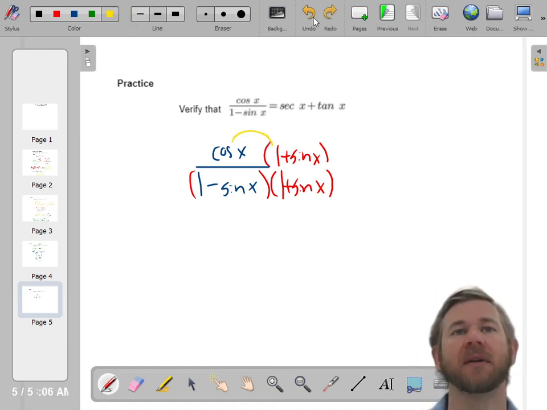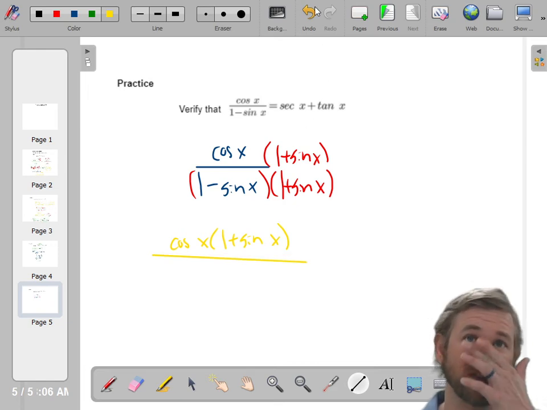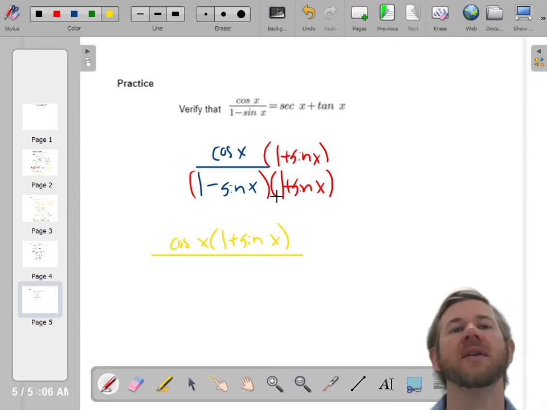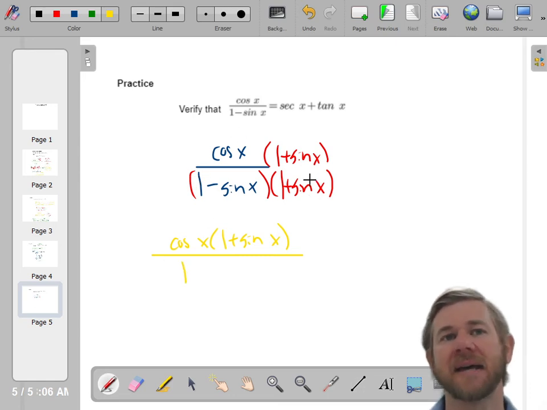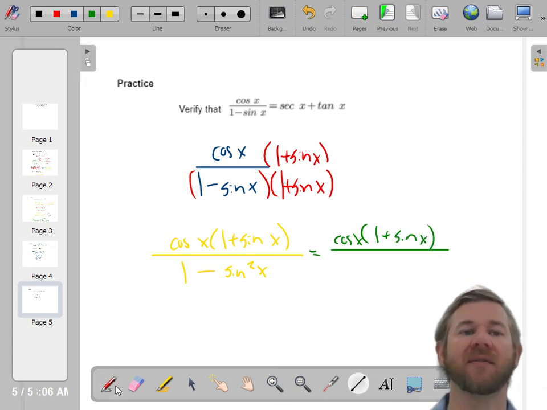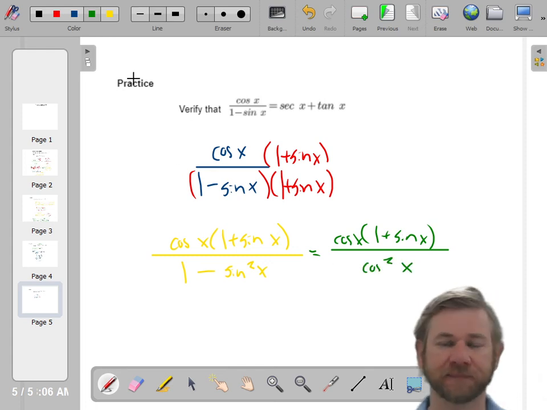I'll distribute on the top, so I have cosine of x times 1 plus the sine of x, put in the denominator. I'm going to FOIL, so 1 times 1 is 1. And again, plus sine x minus sine x, those cancel out. And then when you do sine times sine, you get sine squared. So now I will write this as cosine of x, 1 plus sine of x, and it's over. Now that I've got it as a sine squared, I can re-substitute and make that cosine squared of x.